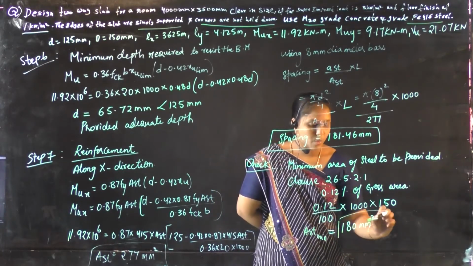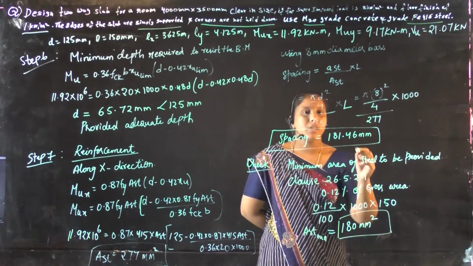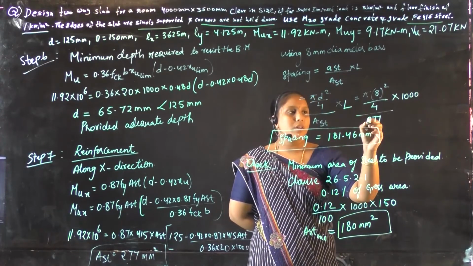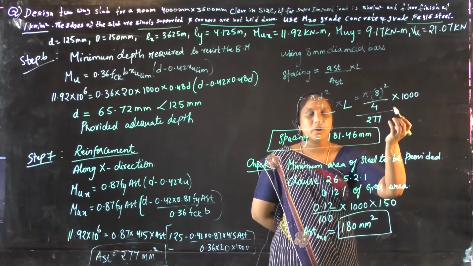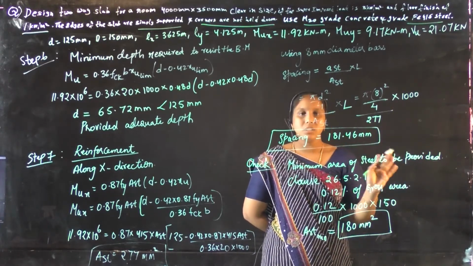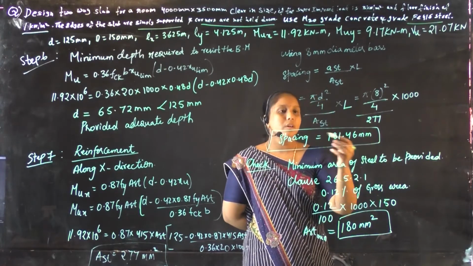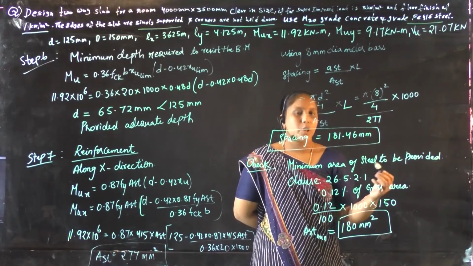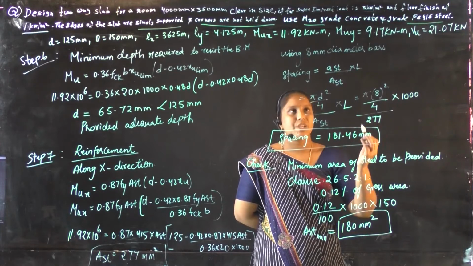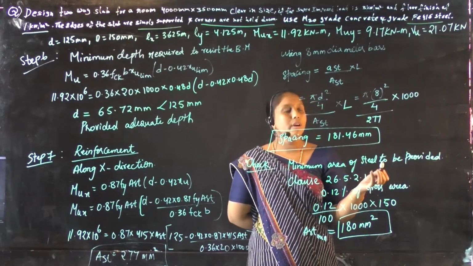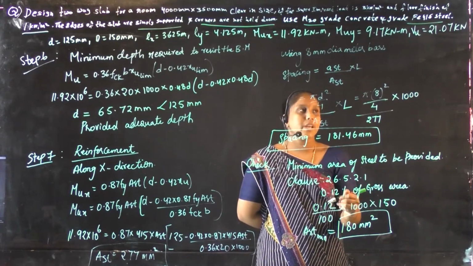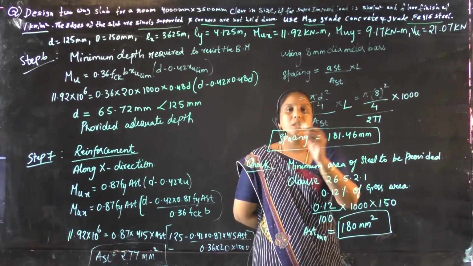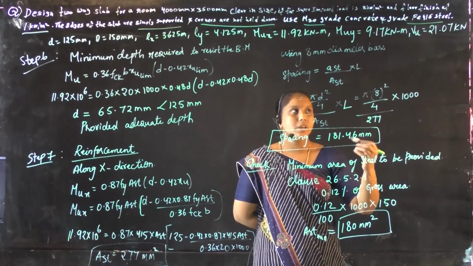So the minimum is 180 mm square, but the area we have got here is 277 mm square, which is more than this, so it is okay. We have checked for the minimum area of steel to be provided and the check is satisfied. Now the next check is the spacing. What should be the spacing?